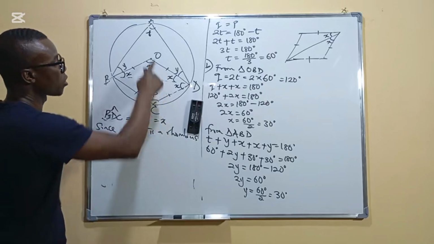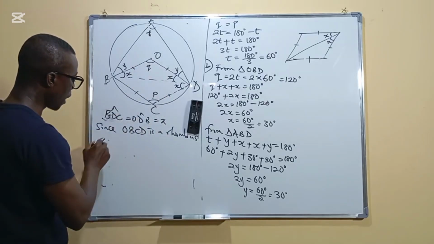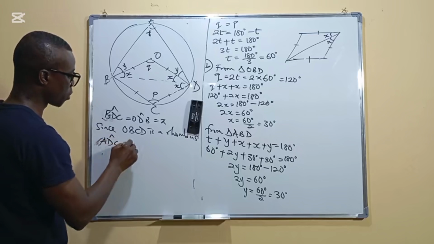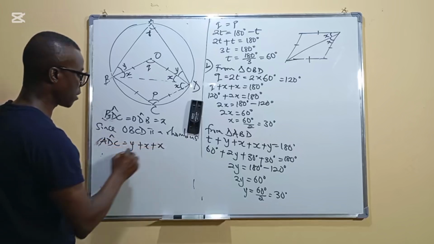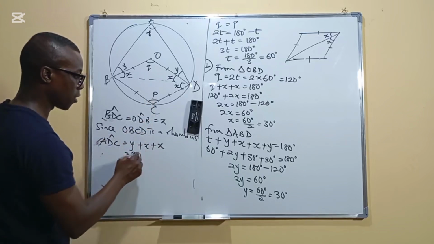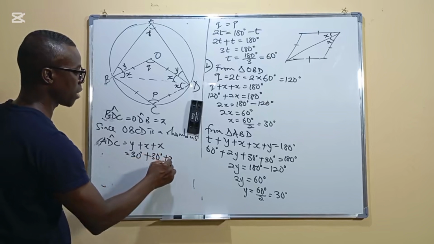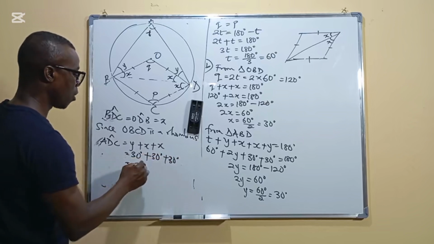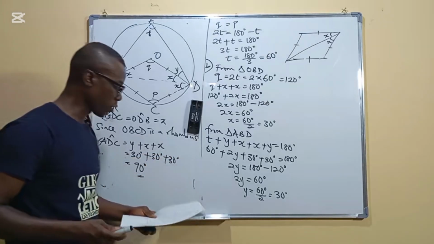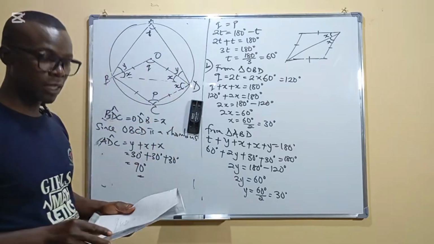So if this is x, I can say angle ADC is equal to y plus x. And what is y? Y over there is 30 degrees, plus x, which is 30 degrees. That gives me a total of 90 degrees. So that simply means this angle ADC is 90 degrees.